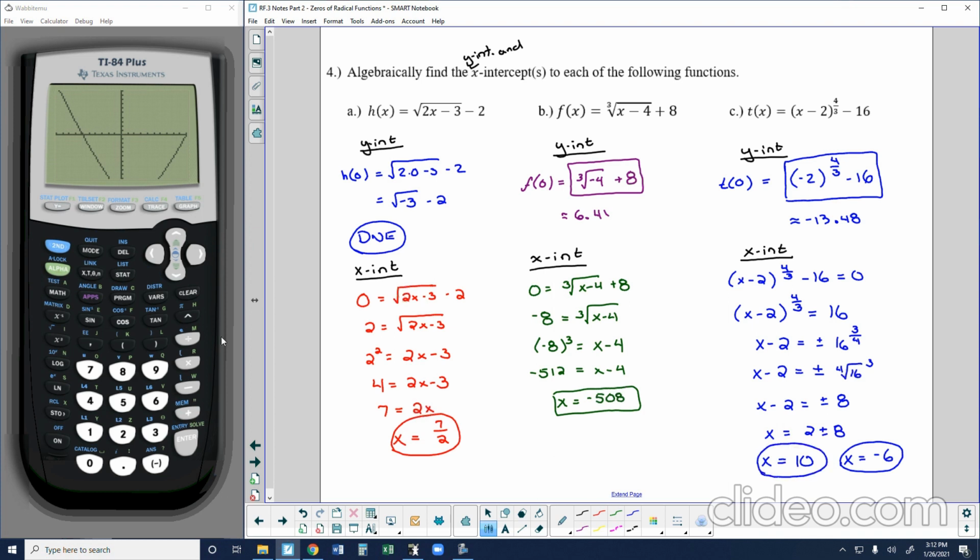So if I want to check the y-intercept, I can find y equals 0 would be approximately 13.48. So here, and I can see one of my x-intercepts -6. If I scroll down a little bit, I can see the other x-intercept 10. So we can find x-intercepts and y-intercepts of radical functions similar to the way that we found them with polynomials. This is a good place to stop.